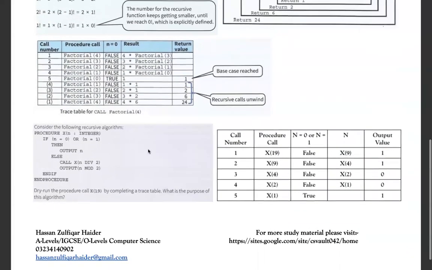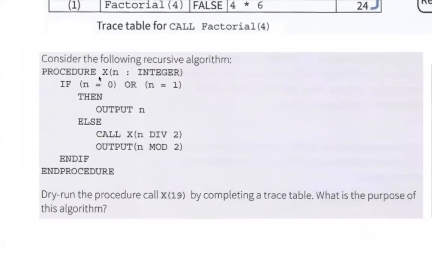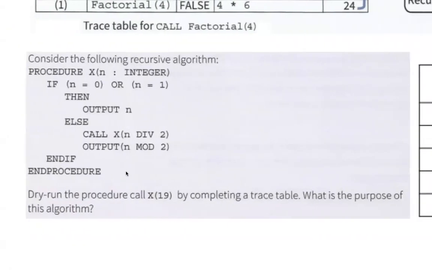Now, let's look at this example. As you can see here, the algorithm is unnamed, so we're just calling it X. It's called X because we're being asked the purpose of X. Once we make a trace table, we'll find out what it does. Procedure X takes a parameter N. The condition tested is whether N is equal to 0 or N is equal to 1. If either one is true, then I will simply output the value of N at that time. However, if this case is not true, then I'll go into another recursive call.